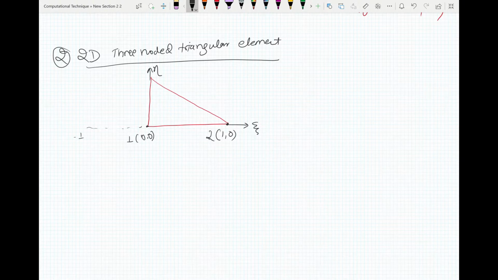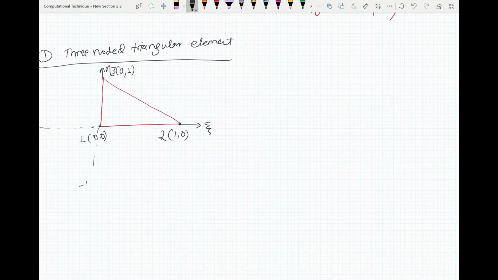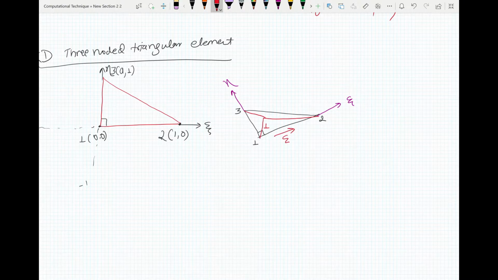And similarly for eta. Let's try to form the shape function for node 1. If we draw this in the isometric form, the line joining 1, 2 is xi, and the line joining 1, 3 will be eta. Now if you draw the shape function for 1, you'll have value 1 here, and then it will be 0 and 0 here. This is the xi direction, this is the eta direction.